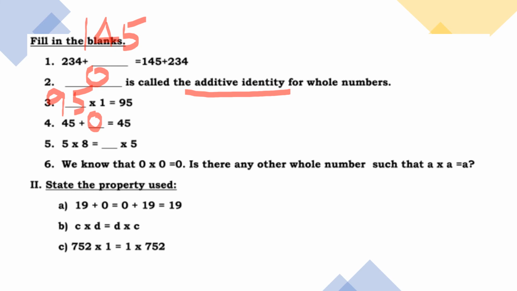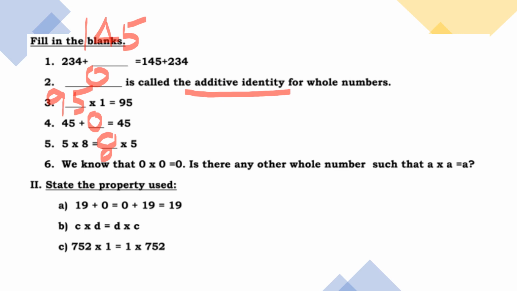Question number 5. It says 5 into 8 is equal to dash into 5. This is the commutative property of multiplication. That means A into B is equal to B into A. So here it will be 8 into 5.